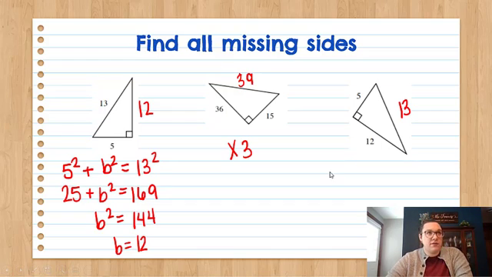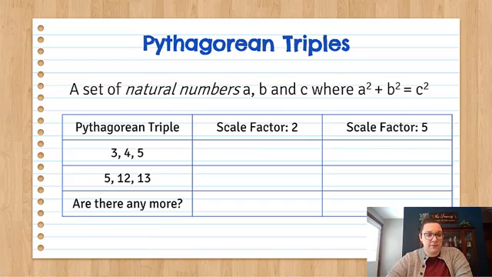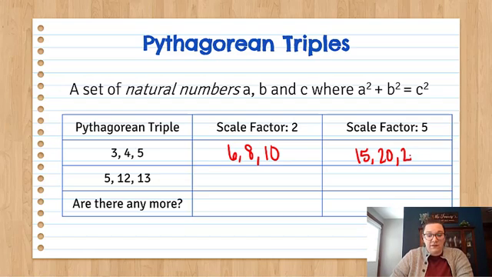Are there any more other than 3, 4, 5 and 5, 12, 13? Let's see. If we had a scale factor of 2, in this case our Pythagorean triple 3, 4, 5 would now be 6, 8, 10. If we did times 5, we'd have 3 times 5 is 15, 4 times 5 is 20, 5 times 5 is 25. Try the same thing with 5, 12, 13. I'd have 10, 24, 26.